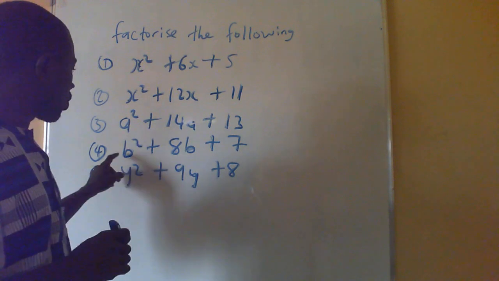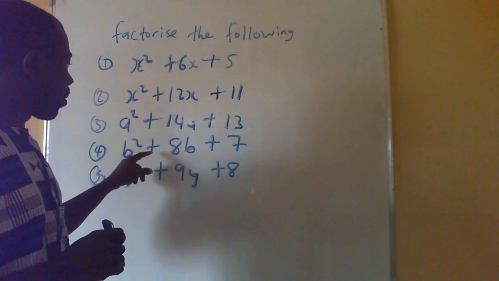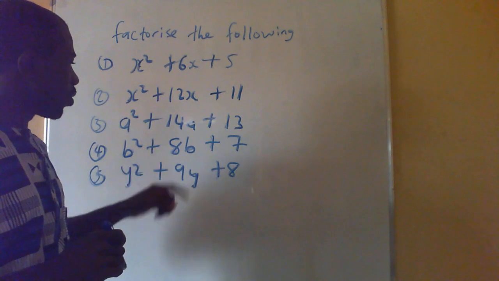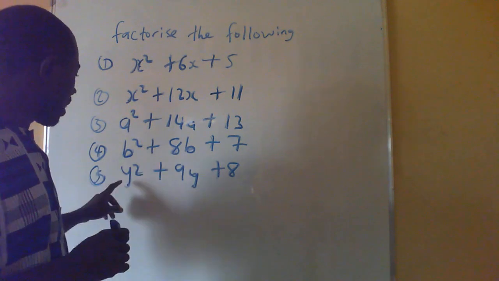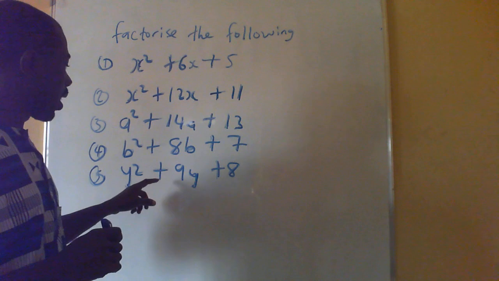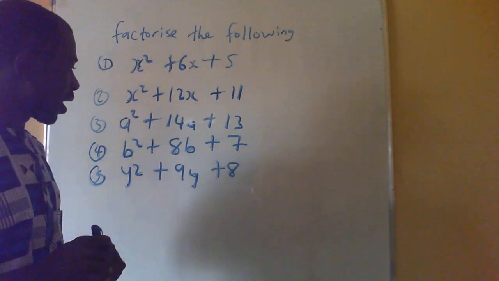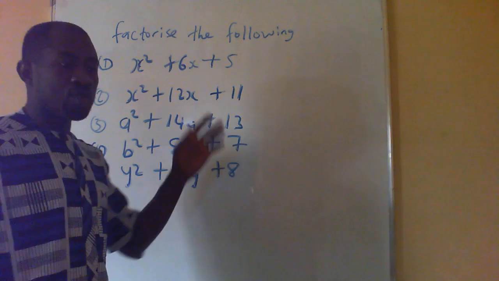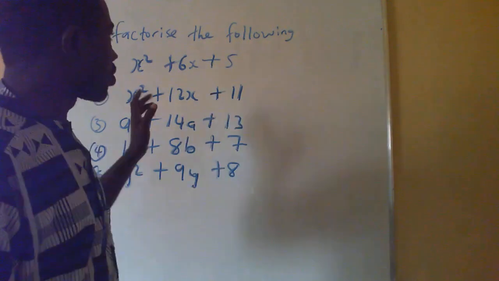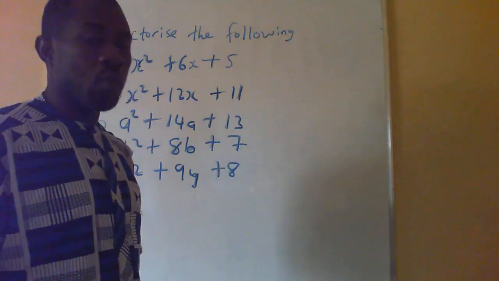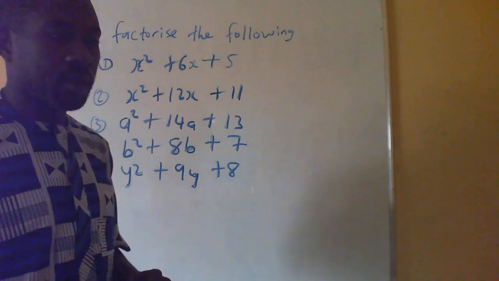The fourth one: b squared plus 8b plus 7. The last one: y squared plus 9y plus 8. So these are the problems we want to solve today. We will solve them one after the other.